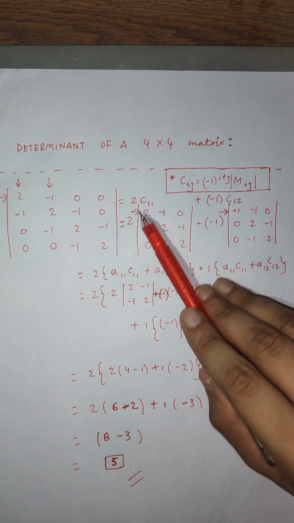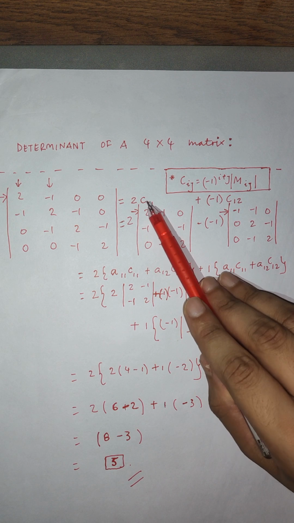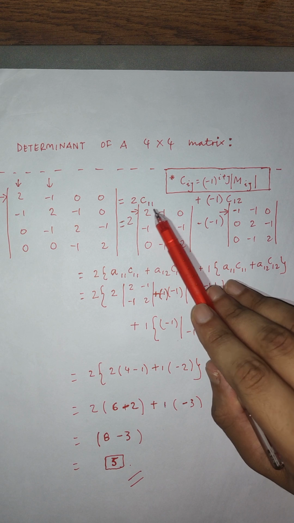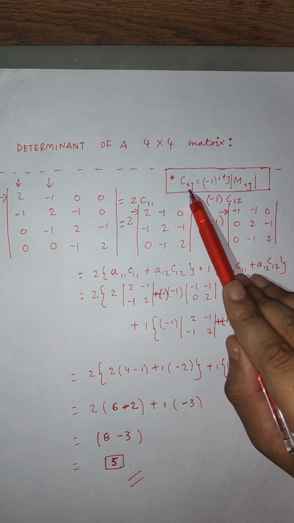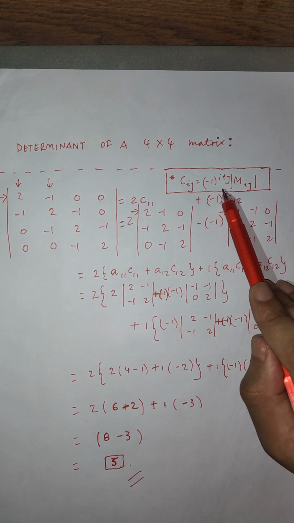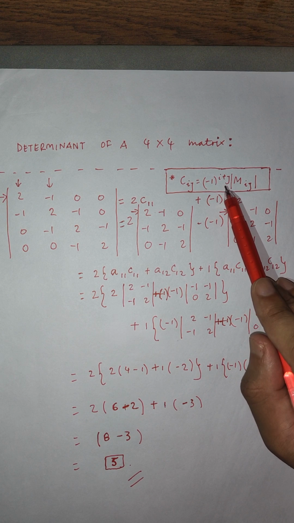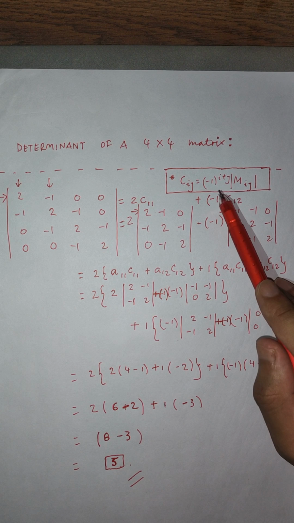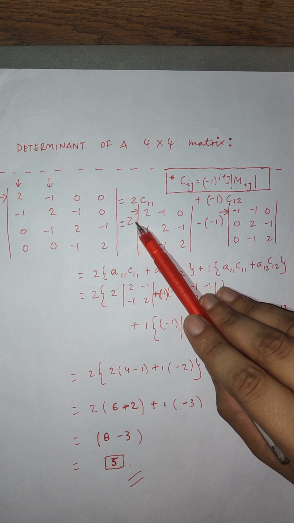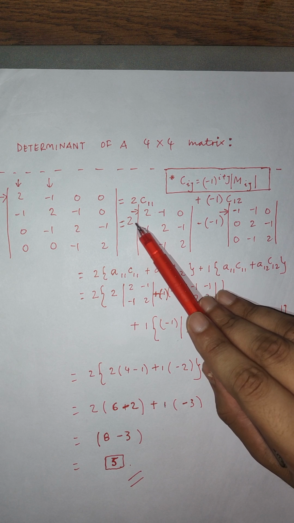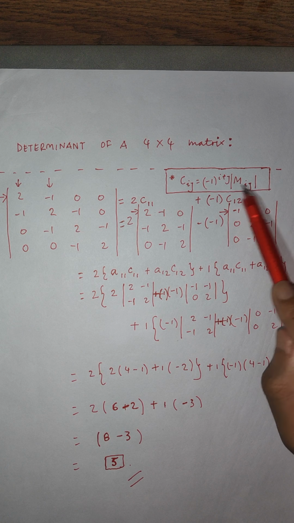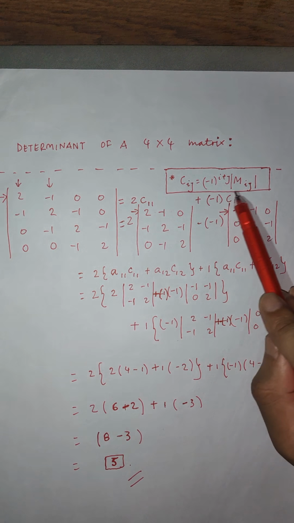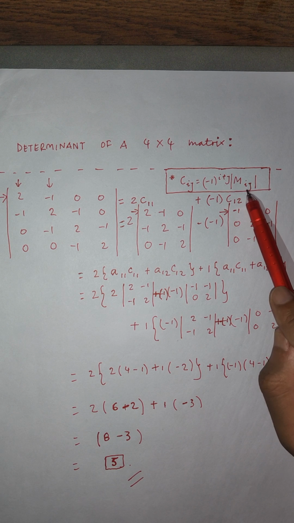Next we have 2 times this cofactor. As you know, in order to find C11, C11 is equal to -1 to the 1 plus 1. So -1 to the 2 is essentially 1. So here we have 1, but I'm not showing that 1 right here. And then we have the determinant of a submatrix M11.